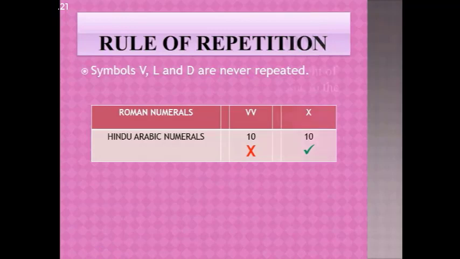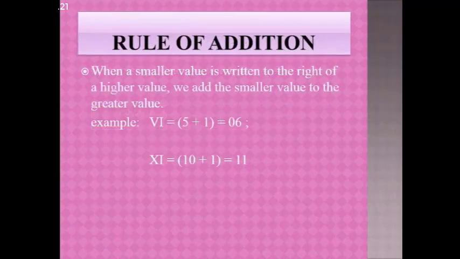Rule of addition says that if a symbol of smaller value is written to the right of a symbol of higher value, we add the smaller value to the greater value. As you can see here, XI is equal to 10 plus 1, which is equal to 11.